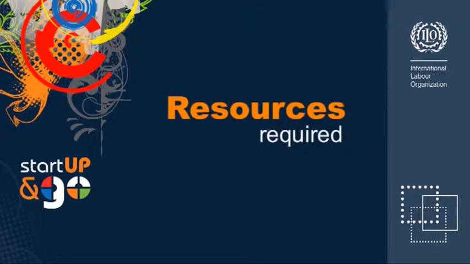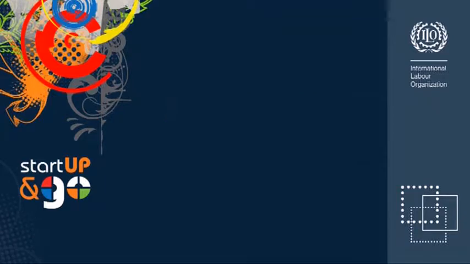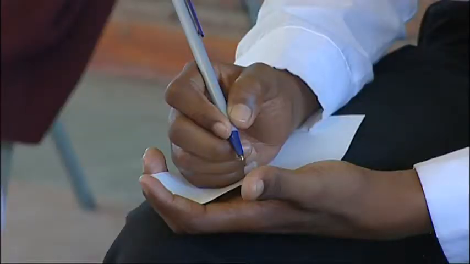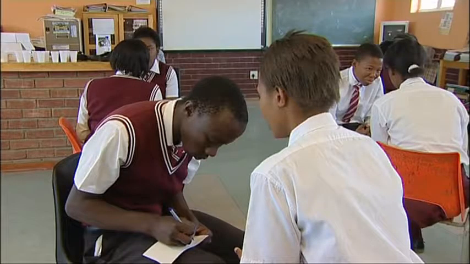To play this game, the following resources are required. A flip chart or board in the classroom to write on. Every learner must have a pen or pencil and paper to make notes.